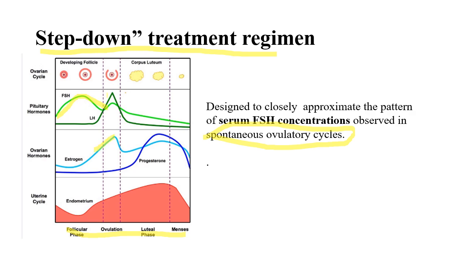This will lead to the recruitment of the follicles which have high FSH receptors or high affinity with FSH, leading to the formation of the dominant follicle, which will ovulate. So similarly, in step down treatment regime, the serum FSH, like the gonadotropin we are giving, is more in the initial days and then it will decrease.